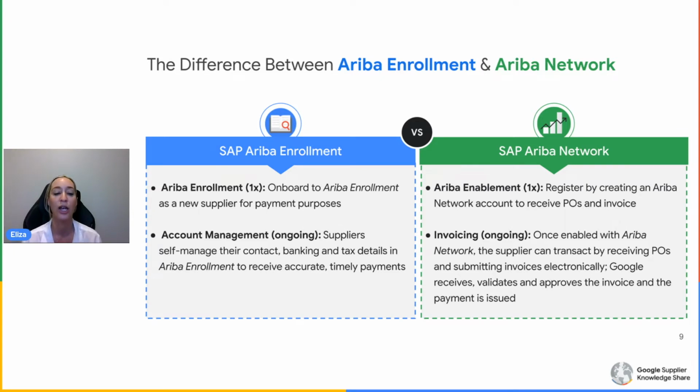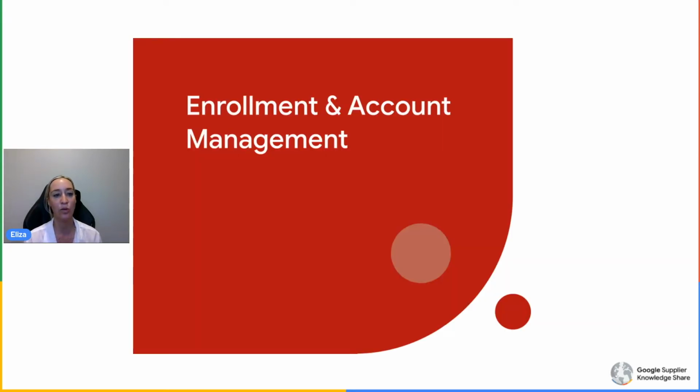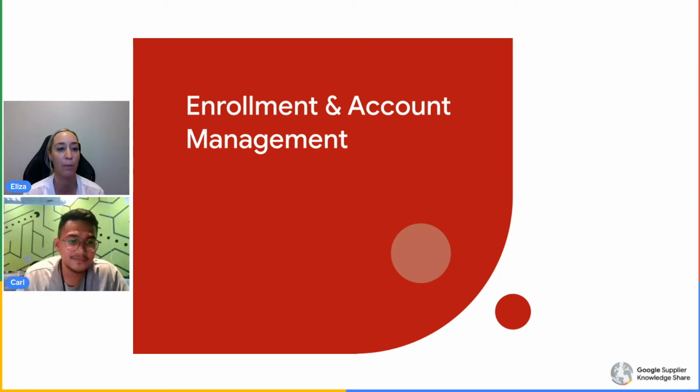On the flip side, you've got the Ariba network that also has a one-time activity called enablement that we just talked about, registering the account for the purpose of receiving POs and invoicing. And then once that is complete, you're able to transact on that ongoing basis. So again, connected but different, and really important to understand as you're going through this journey what these different modules mean. Next slide, and I'm going to hand it over to Carl on the team to walk us through the enrollment and account management process in more depth.